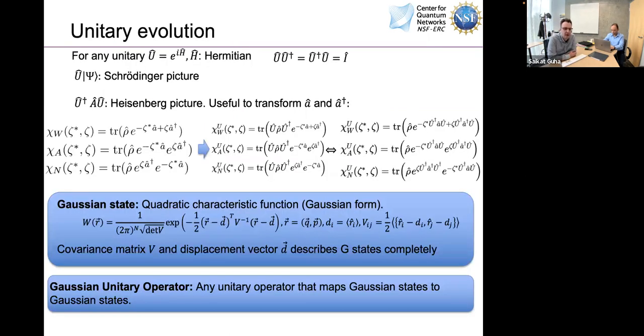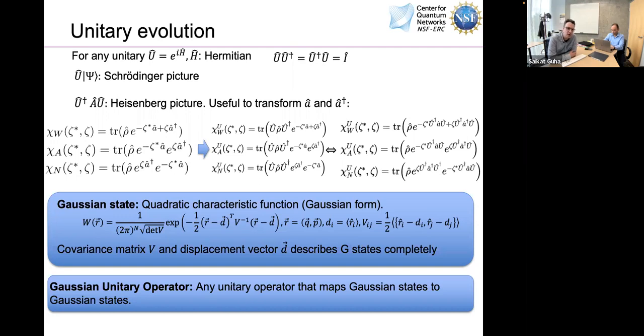A little bit more about unitary evolution. In quantum mechanics, we have the Schrödinger picture, which means that I apply the unitary that describes some transformation on the state, aiming to derive the new state. Or I can imagine that the states remain stationary, but I change the operators. This is the so-called Heisenberg picture. This is very useful because in quantum optics, it's more convenient to work with the Heisenberg picture by transforming the field operators A and A dagger.